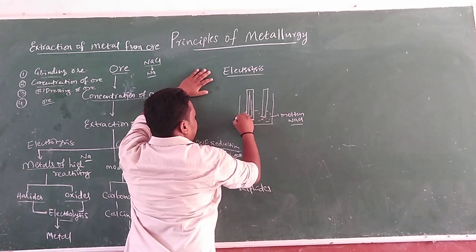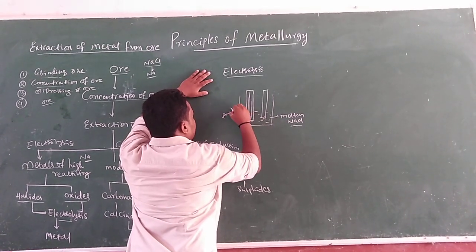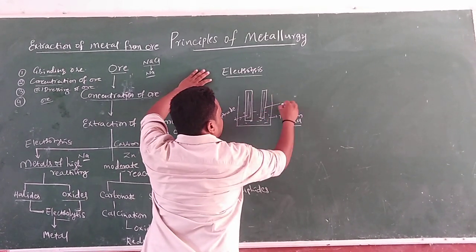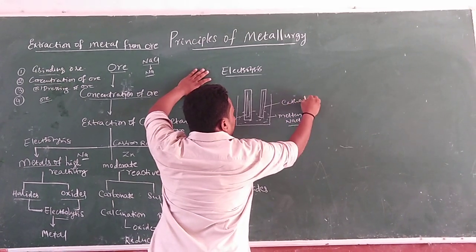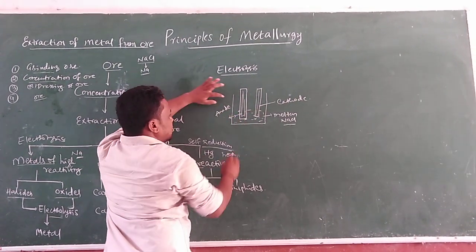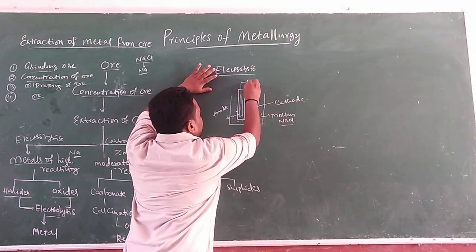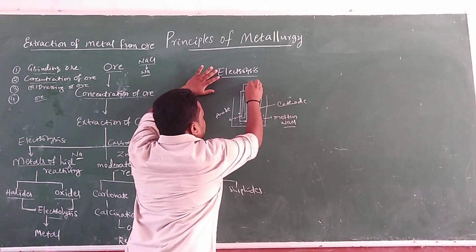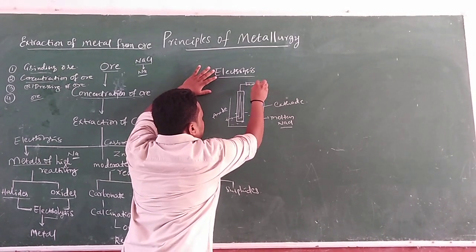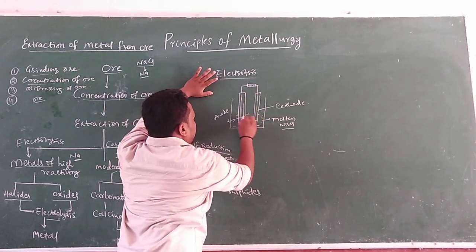This can act as the anode, and this can act as the cathode. Both terminals: this one is said to be positive, and this is said to be the negative terminal. Both are connected to one battery like this. Then what happens after some time?